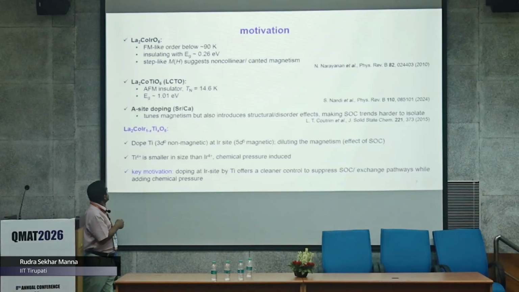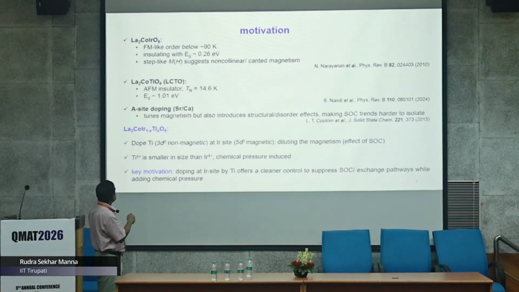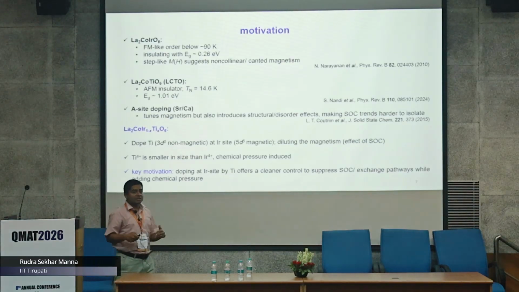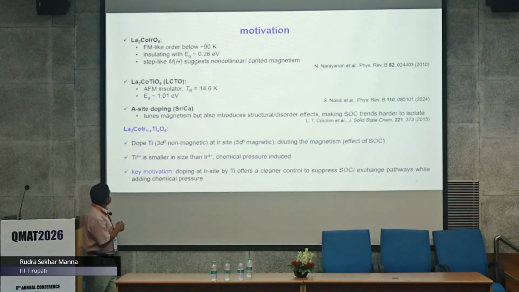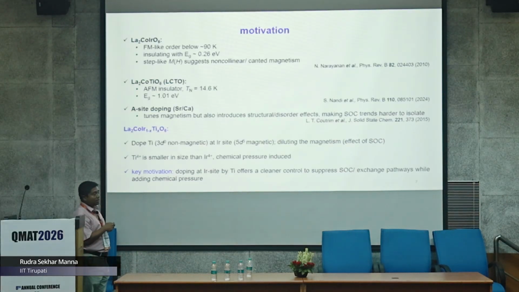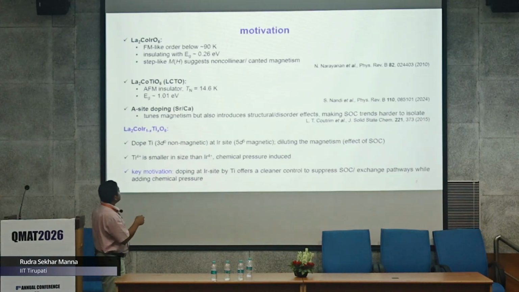That I'll show you. Then if you take the other material, where, as I mentioned, titanium 4 plus has a non-magnetic ground state, the magnetic moment is coming only from cobalt 2 plus, which is a little bit easier to study because you have one magnetic element. This system is an insulator, with a TN around 15 Kelvin, and it also has an enhanced gap.